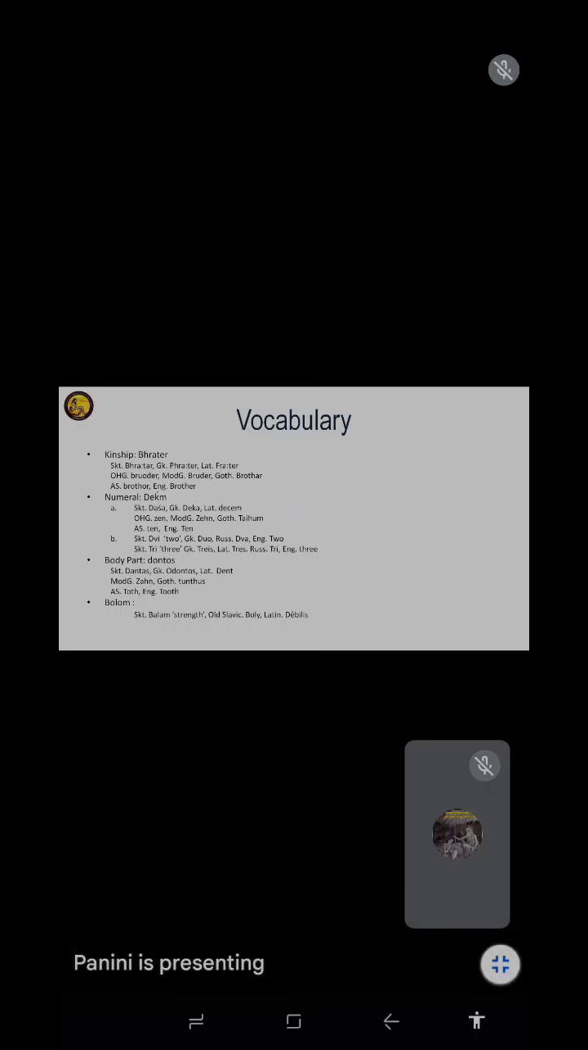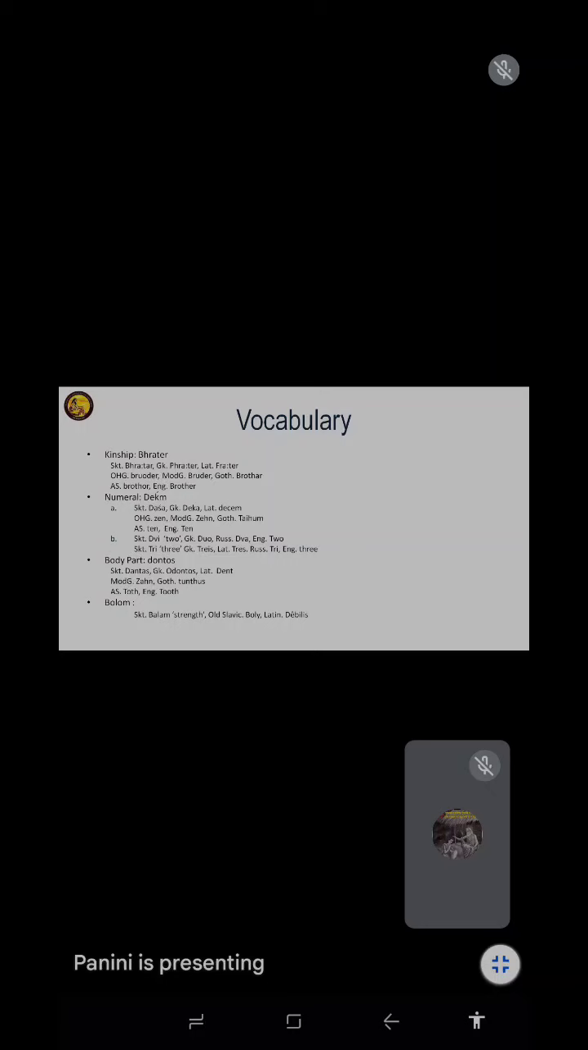Kinship means our relative terms. When we compare, look at the Sanskrit bhratar, Greek frater, Latin frater, OHG, Old High German, bruoder, modern German Bruder, Gothic brothar, and Anglo-Saxon brother and English brother. The word brother of English is related to Anglo-Saxon brother. This is given in chronological order. Sanskrit, Greek, Latin. Then when it comes to the Germanic group, the bh becomes b. This is how the difference is there. We will try to see.